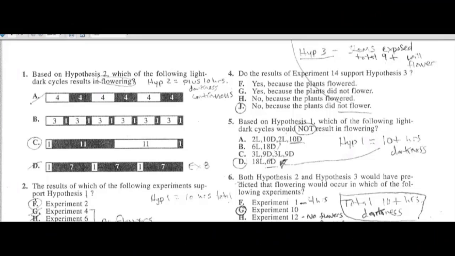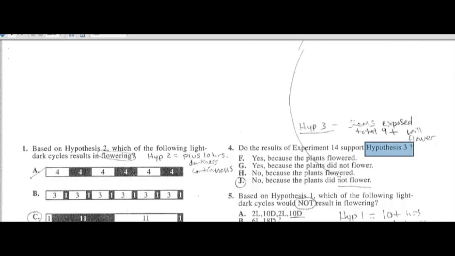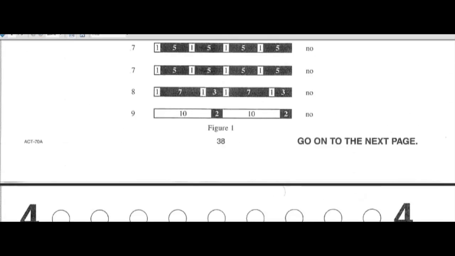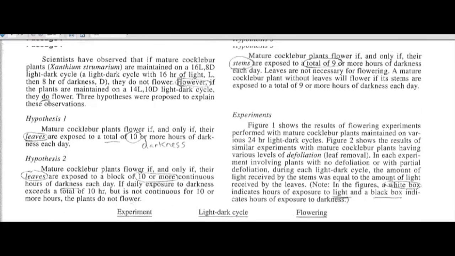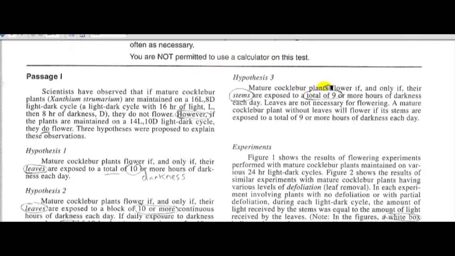Test 70A, Science, Practice Problem number 4. Number 4 states, do the results of experiment 14 support hypothesis 3? First thing we need to do is find out what hypothesis 3 says. Let's go back up into the experiment, and you'll see that hypothesis 3 states, here are the hypotheses, mature cocklebur plants flower if and only if their stems are exposed to a total of 9 hours of darkness or more. 9 hours of darkness or more, and it's the stems, not the leaves.